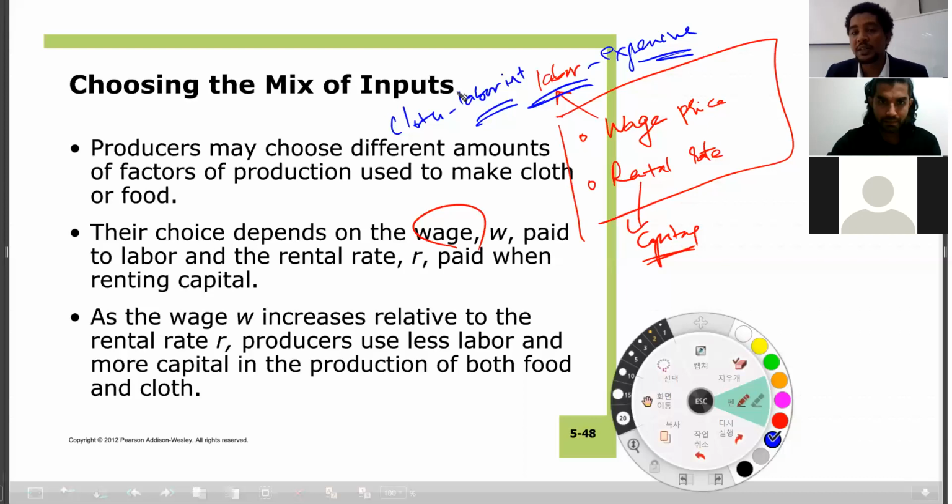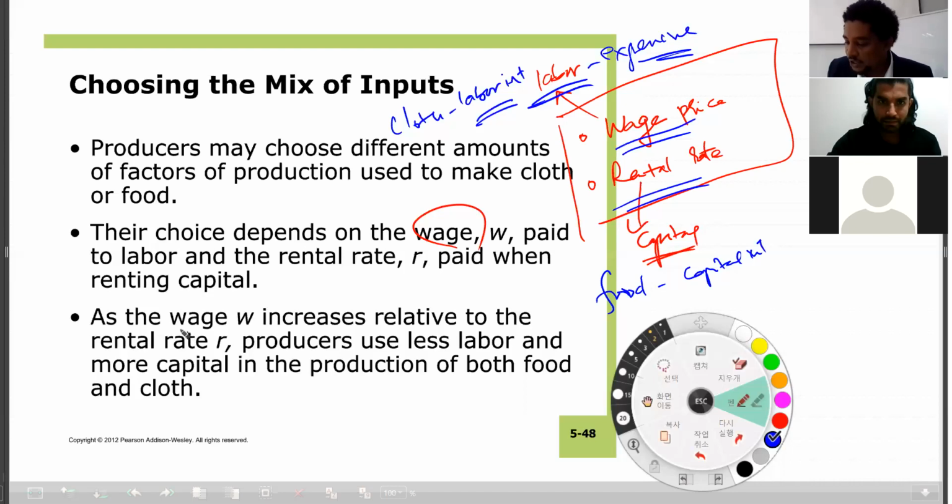So if clothes production is labor intensive and wage gets higher, labor wage is higher, then we produce less clothes. Okay, but if rental is high, if the capital rate is very high, then we decrease the production of food, because food is capital intensive, right?